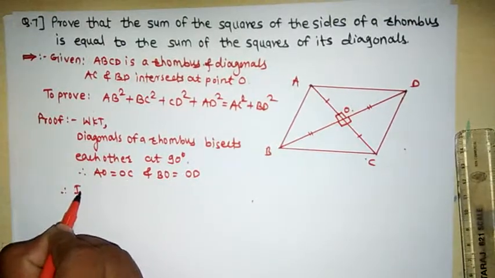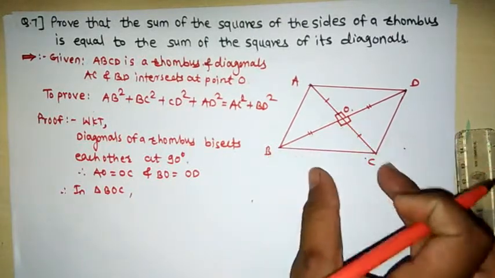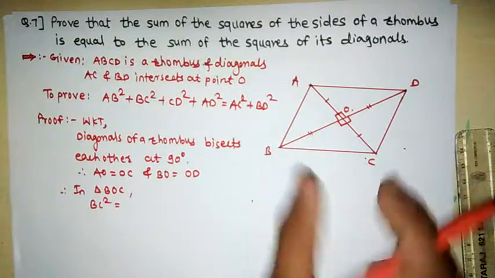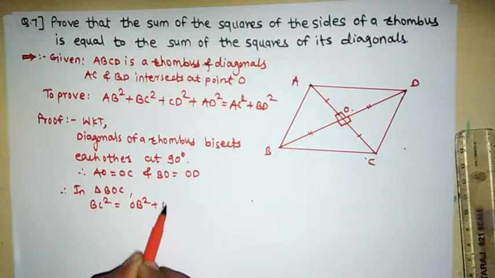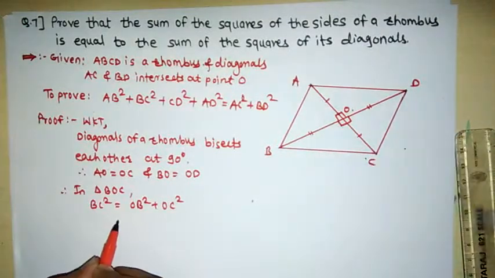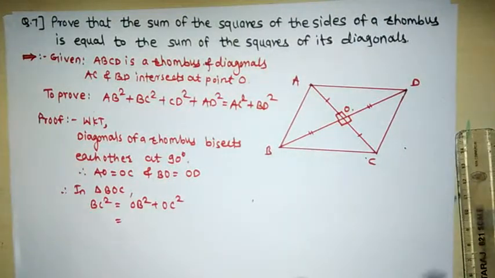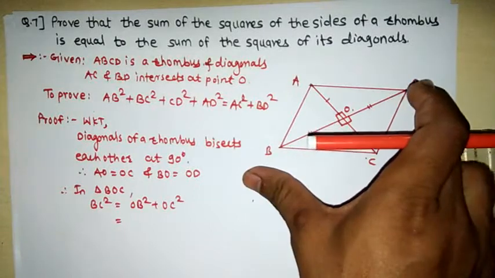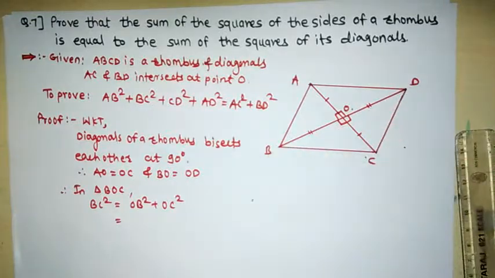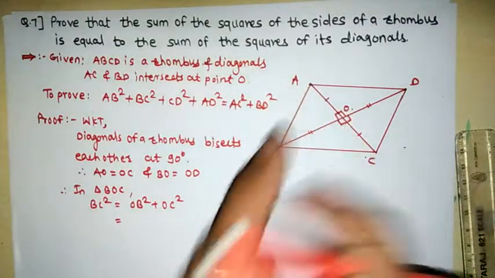Therefore in triangle BOC, BC square is equal to, BC is the hypotenuse here, therefore BC square is equal to OB square plus OC square. Can I write this? Yes. Now see here, instead of this OB, can I write BD divided by 2? OB is half of BD, because this is bisected, that is OB is equal to OD, we know that. Therefore BD divided by 2, and instead of OC can I write AC by 2? Yes.